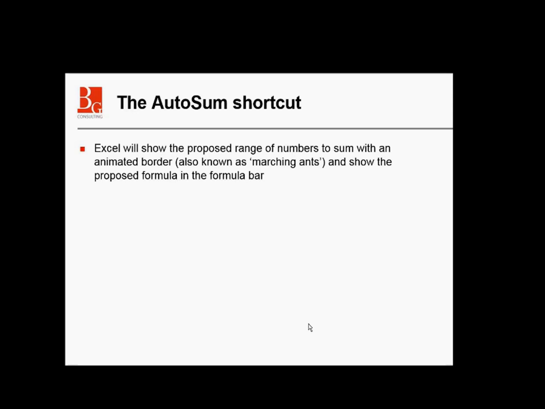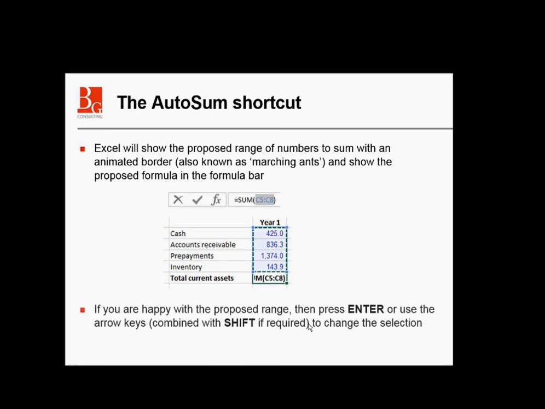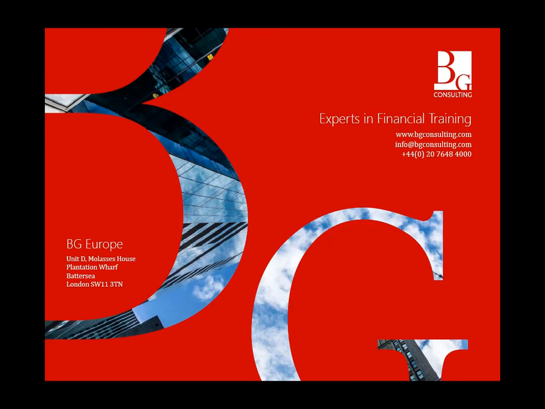Excel will show the proposed range of numbers to sum with an animated border, also known as marching ants, and show the proposed formula in the formula bar, as shown in this example. If you are happy with the proposed range, press Enter, use the arrow keys combined with Shift if required to change a selection.